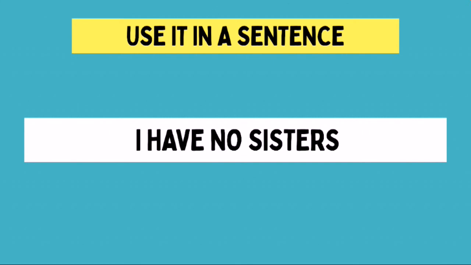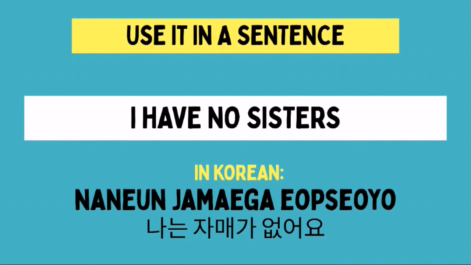Now that we have an idea about the meaning of the word jamae, let's try to look into this example sentence. The sentence says, I have no sisters. The Korean translation of this sentence is 나는 자매가 없어요. Again, 나는 자매가 없어요.